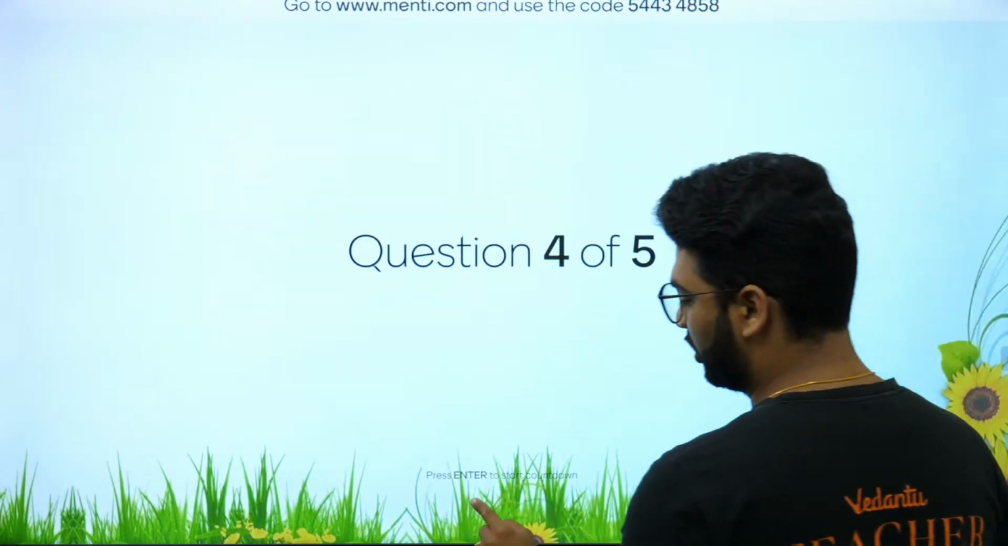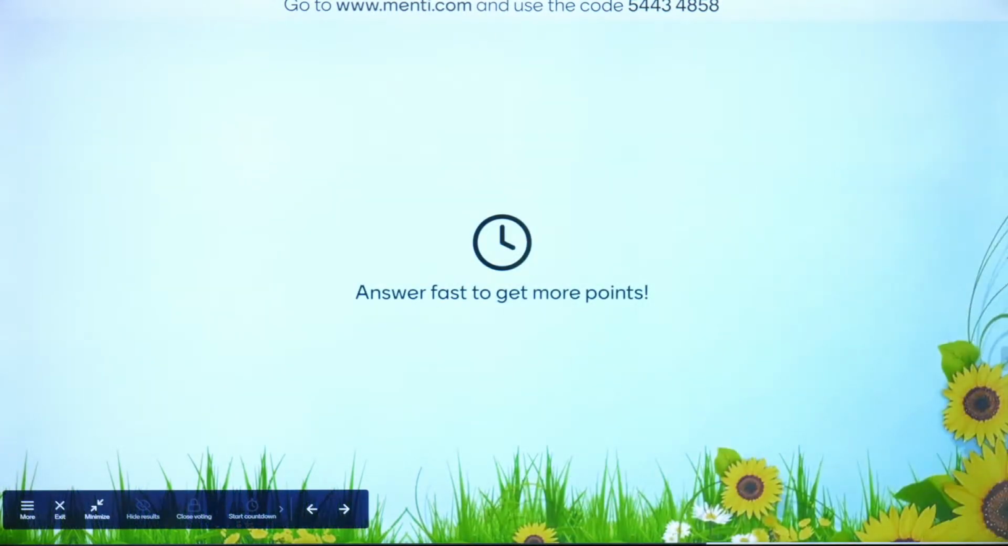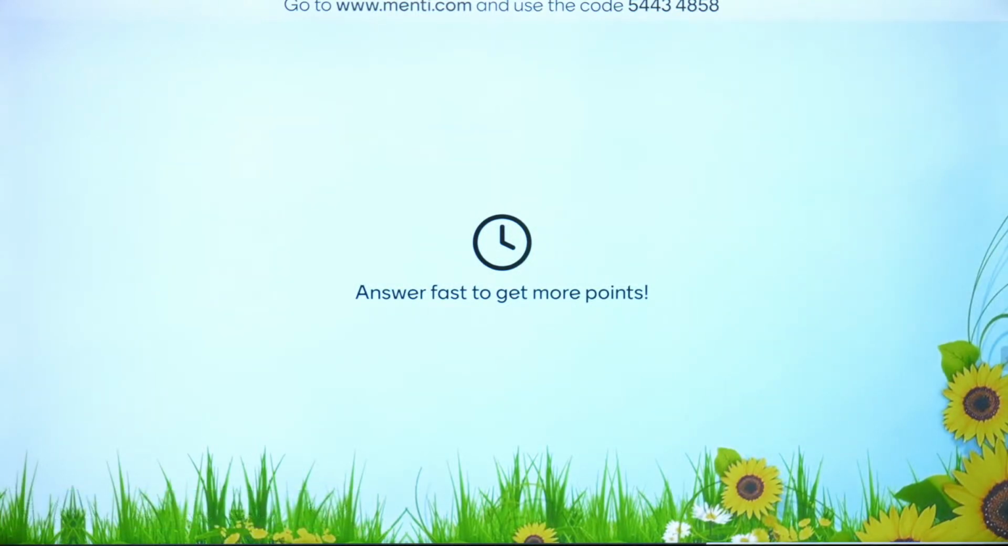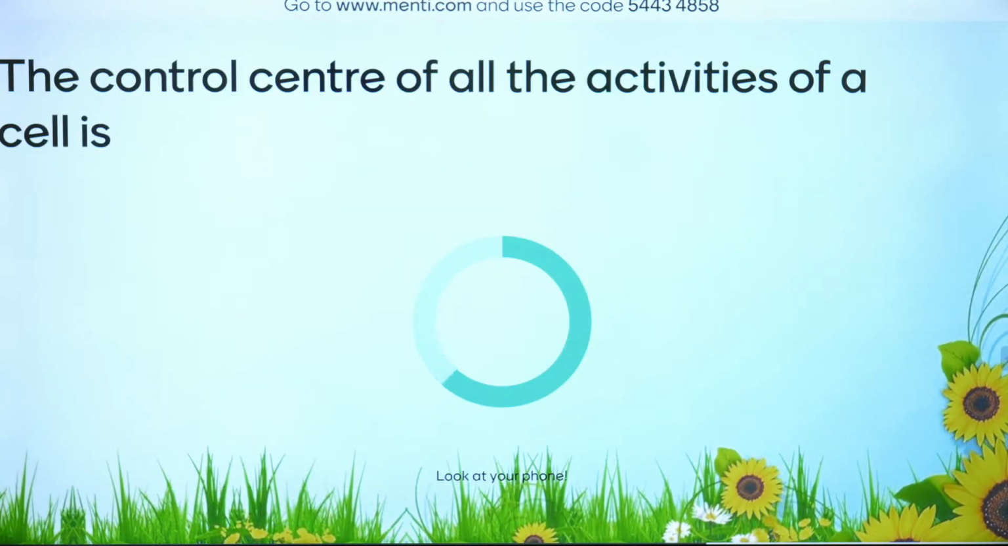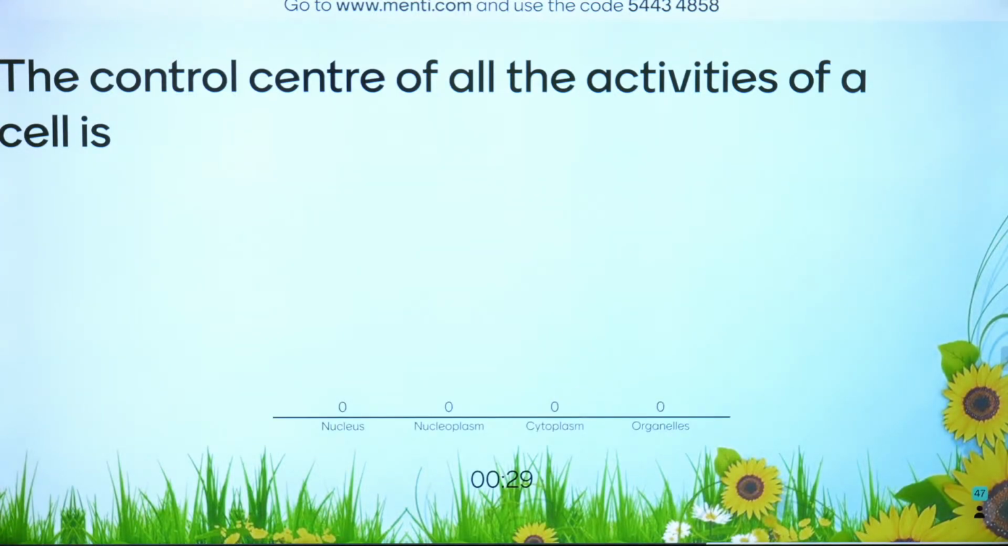Question number fantastic 4, the paneer question. The paneer, paneer tikka masala, paneer, yum. The control center of all the activities of a cell. Who is the brain of the cell? Nucleus, nucleoplasm, cytoplasm or organelles. Who is the paneer of the cell? The most favorite part or the brain of the cell. Who is the paneer?